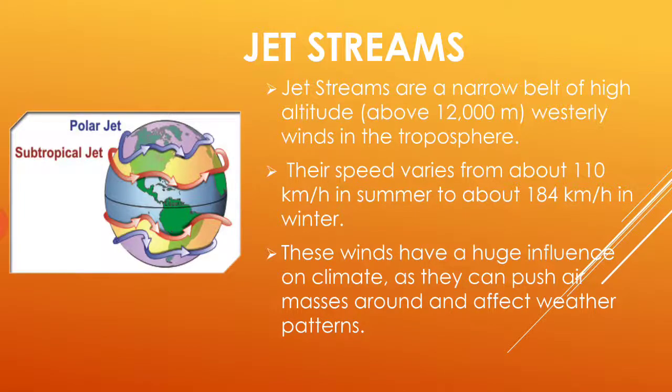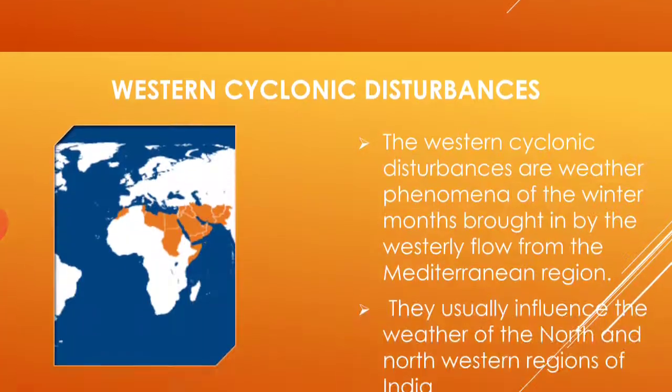Troposphere, you must know the layers of atmosphere. The lowest layer of atmosphere is the troposphere. Their speed varies from about 110 km per hour in summers to about 184 km per hour in winters. These winds have a huge influence on climate as they can push air masses around and affect weather patterns.